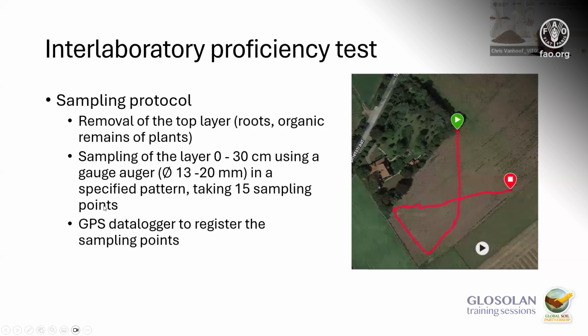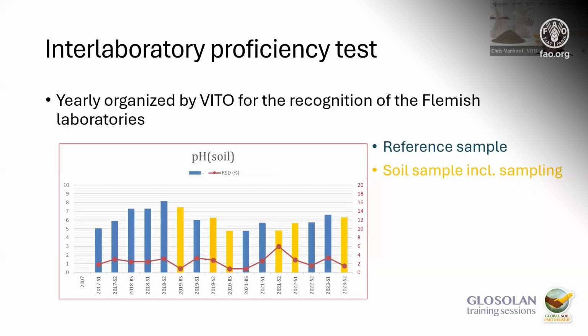It is also prescribed in our method that a GPS data logger is used to register the sampling points, so that we can later check which pattern was taken in the sampling procedure on that field, and verify that it was done properly. During the proficiency test this is also controlled. We have to supply these data and then they verify if the sampling was done in the proper way. Then the samples come to the lab and we do the analysis.